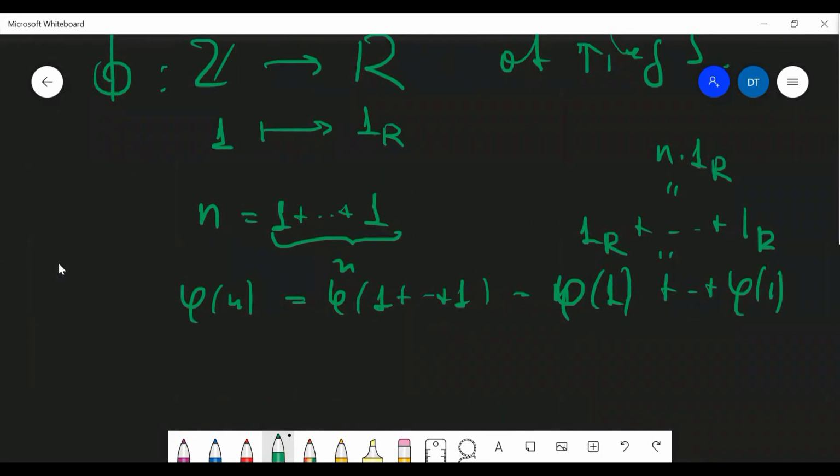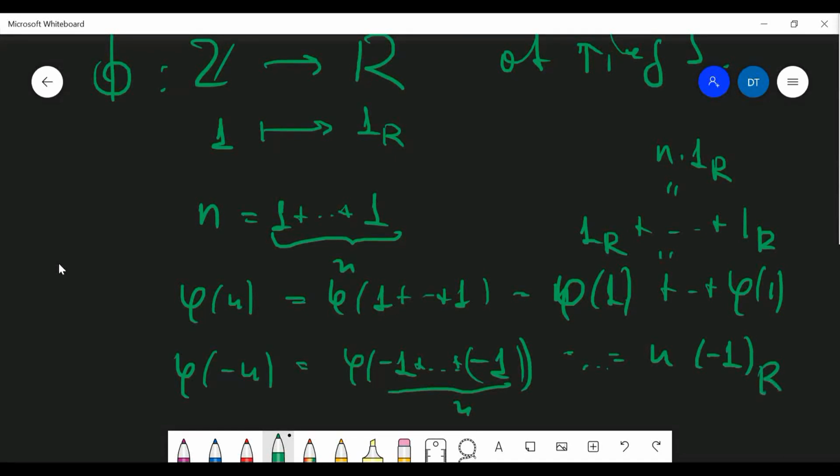In a similar way, you can show that the formula holds for negative integers. So if n is negative, let's say phi of minus n, in this case you do exactly the same, but you use minus 1, so you have this sum n times. And after the same computation, you will get n times minus 1_R.